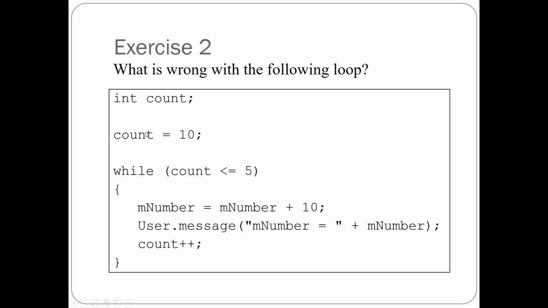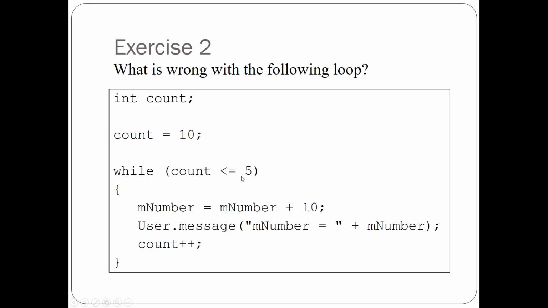We initialize count and we set it up with a value of 10. Now the condition in the loop hasn't changed. We've actually said that while the value of count is less than or equal to 5, but we've initialized the value of count with a value of 10.